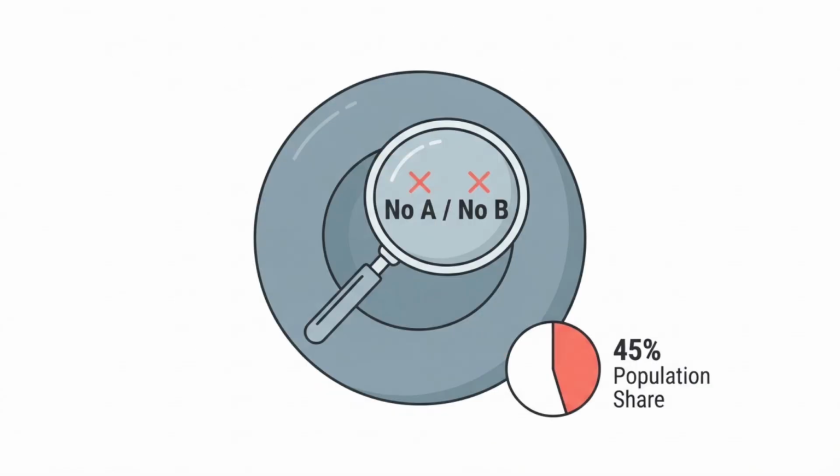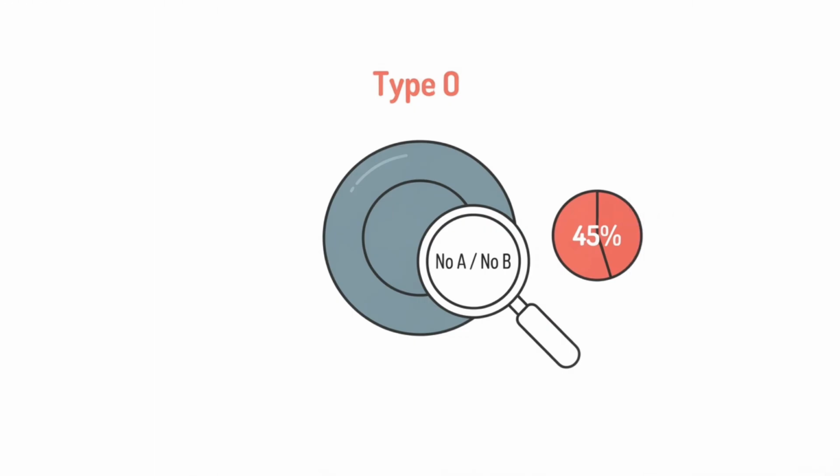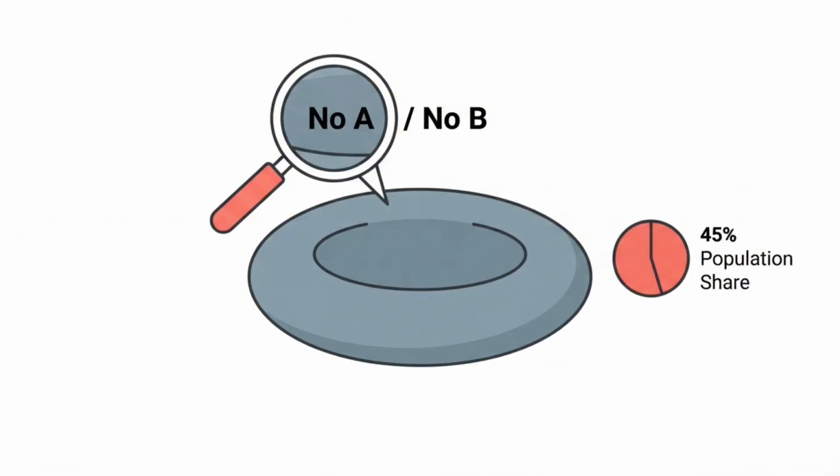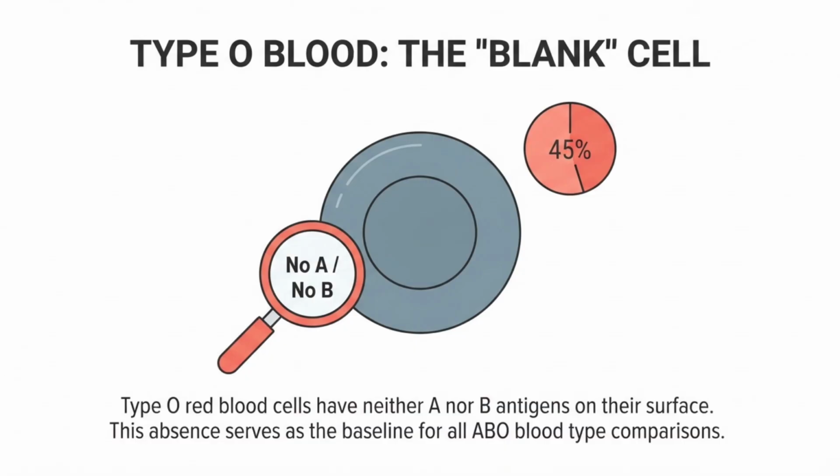Type O blood is the blood type defined not by what it has, but by what it's missing. No A sugar molecules, no B sugar molecules sitting on the surface of its red blood cells. About 45% of people carry it, making it the most common blood type in many populations, though the exact split shifts depending on ancestry and geography.